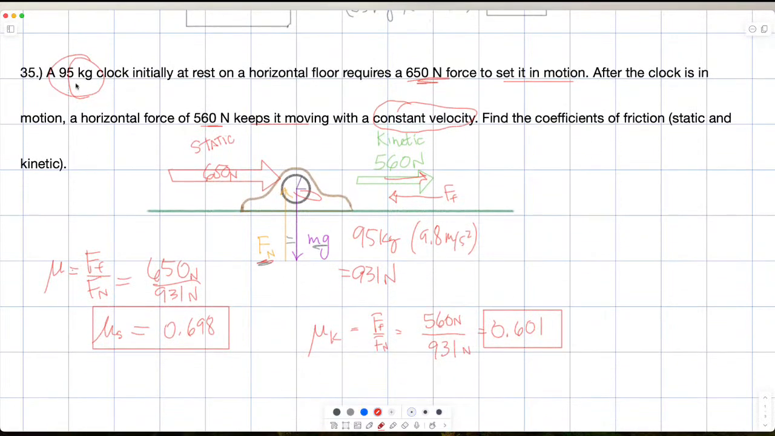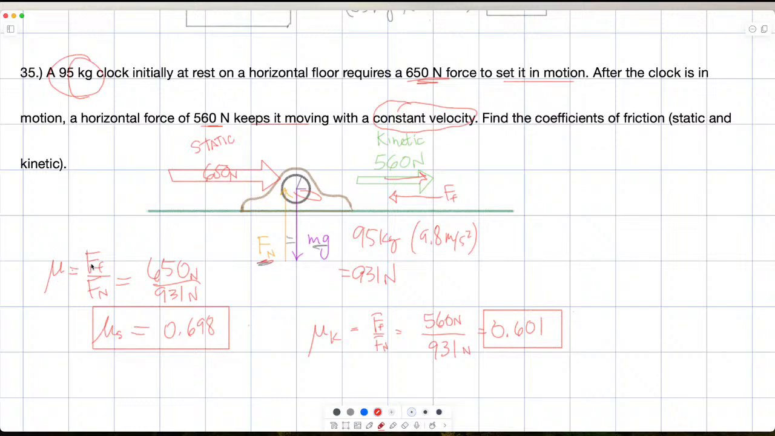Okay, a 95 kilogram clock, that's the mass, initially at rest on a horizontal floor, requires a 650 newton force to set it in motion. So 650 newtons is required to just move it. That means 650 newtons of friction is your static friction, what's holding it in place. After the clock's in motion, a horizontal force of 560 keeps it moving with a constant velocity. That means the net horizontal force is 0. So find the coefficients of friction, static and kinetic.